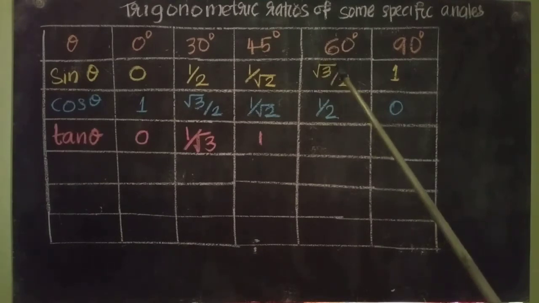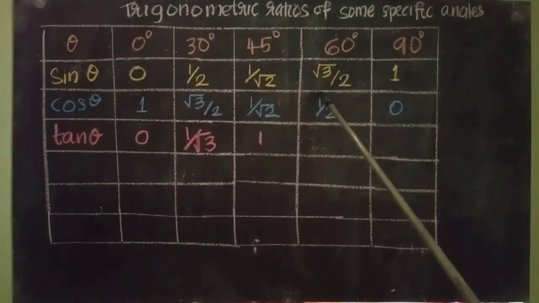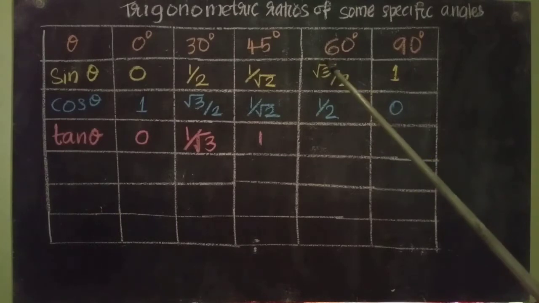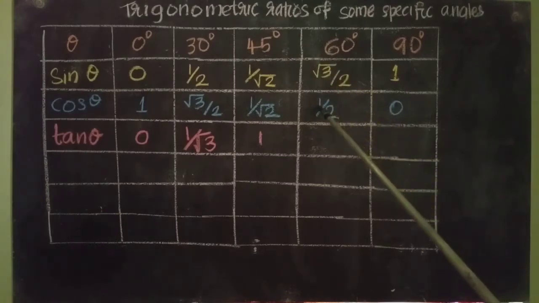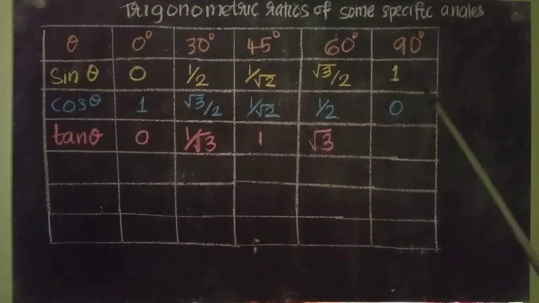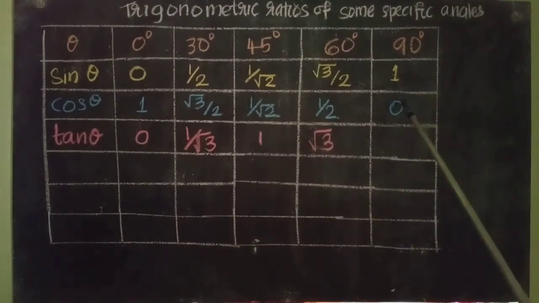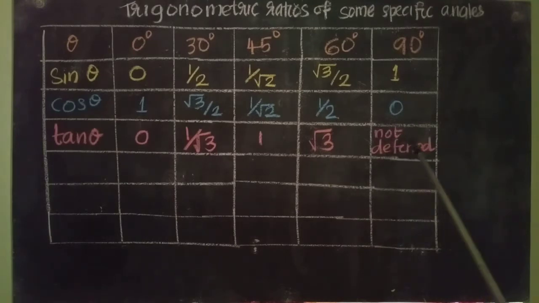Next root 3 by 2 divided by 1 by 2. Here also the denominators are same. We can cancel. We get root 3 divided by 1. It is root 3. Next 1 divided by 0. We know the division by 0 is not defined. So we can fill that table: not defined. But I am writing that value here, 1 by 0, because we will use it here.